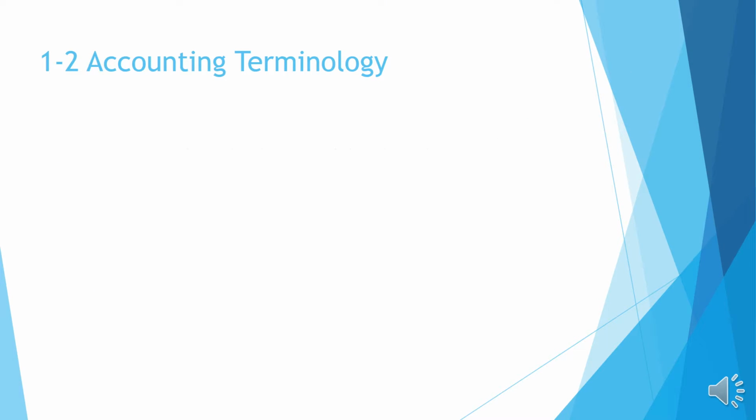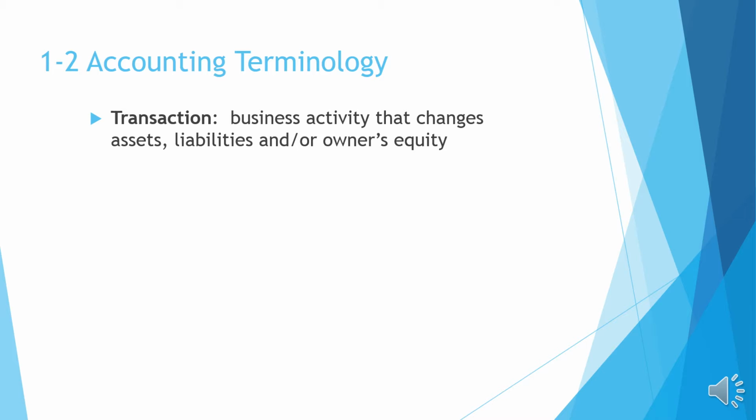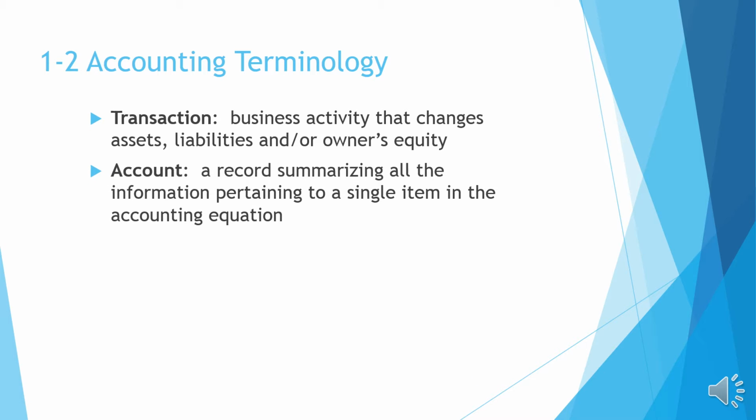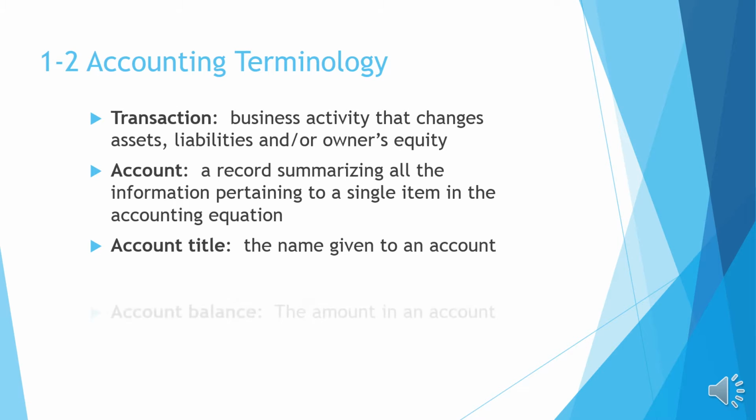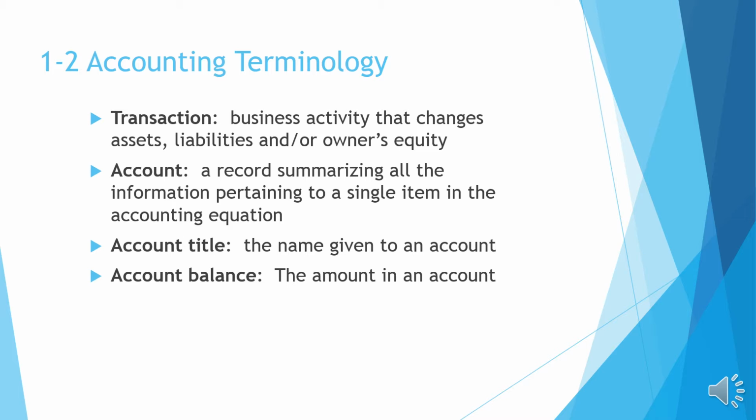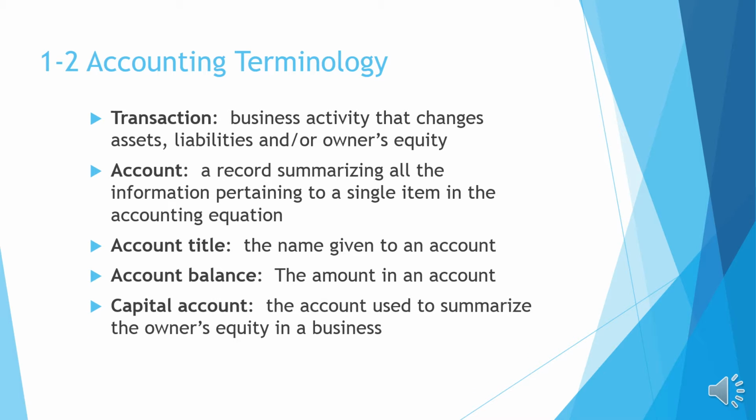One 2 Accounting Terminology. A transaction is a business activity that changes assets, liabilities, and/or owner's equity. An account is a record that summarizes all the information that pertains or relates to a single item in the accounting equation. An account title is the name that is given to each account. The account balance is the amount that is in each account. The capital account is the account that is used to summarize the owner's equity in a business.